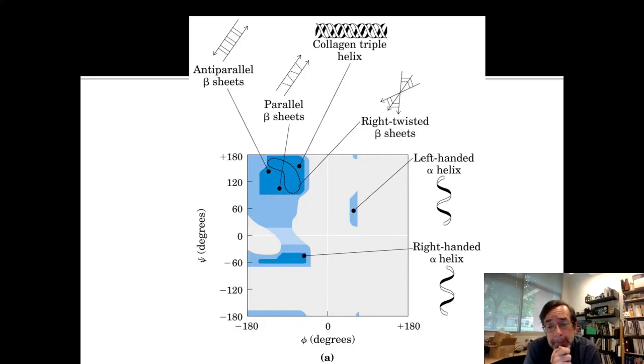So the right-handed alpha helix down there is very different from the collagen triple helix, and you can tell that by looking at the phi-psi angles. Don't look at the words if you have structural numbers to look at.